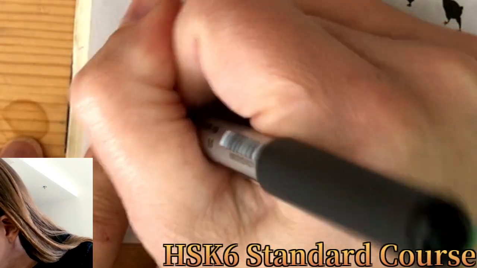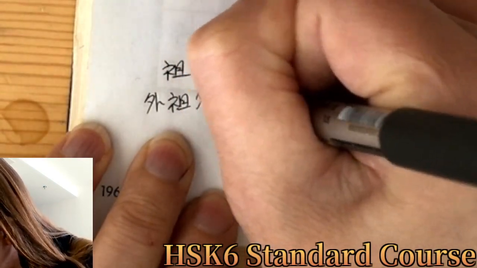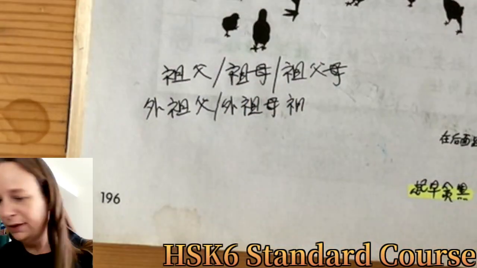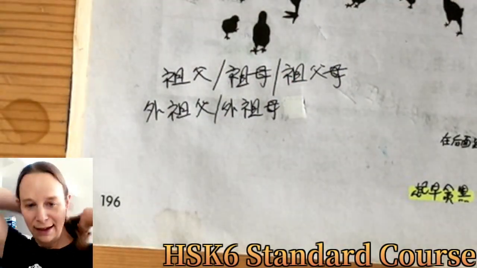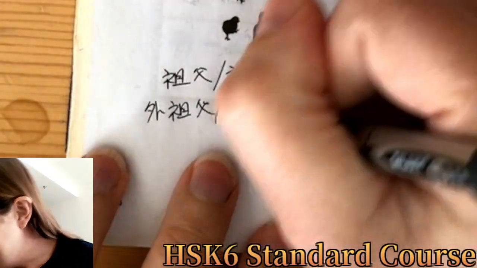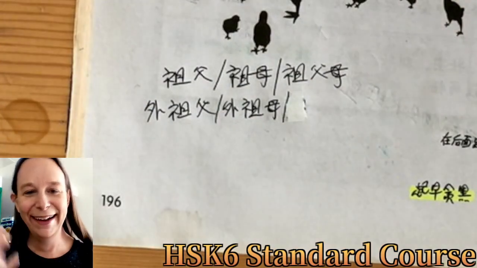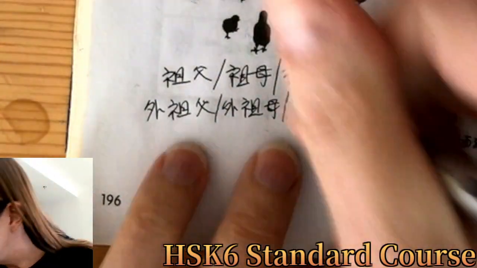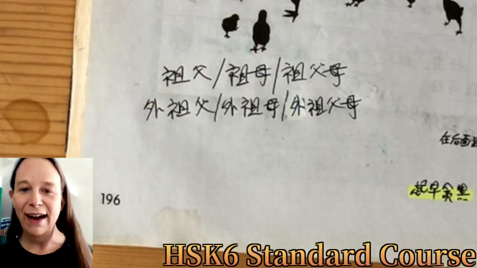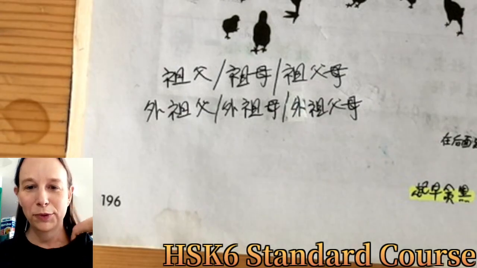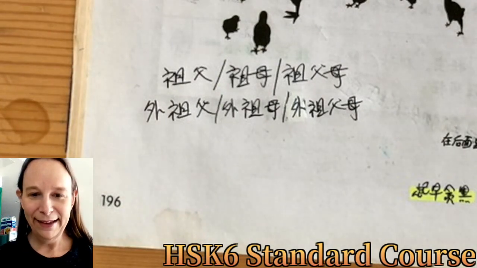And wai: 祖父, 祖母, 祖父母. Can you say wai 内祖父母? I'm not sure. Oops, I wanted to write wai again, didn't I? So maybe there's no 内父母. All right, six words, there you go. We learned six words today. 祖父、祖母、祖父母。外祖父、外祖母、外祖父母。I don't know.